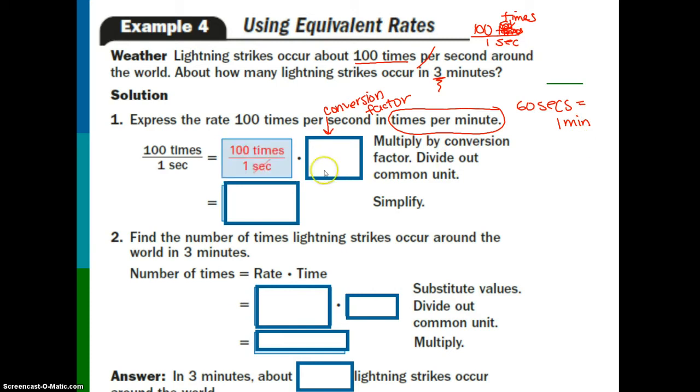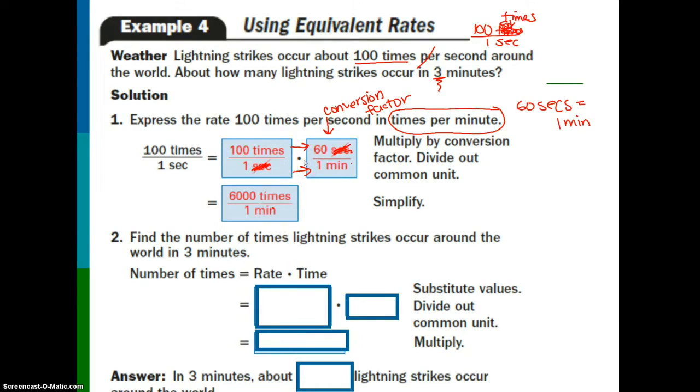Well, first of all, let's rewrite our first fraction. And now, because I eventually want minutes in my denominator, I'm going to put minutes in the denominator of my conversion factor. So that means 60 seconds goes on top, 1 minute goes on the bottom. Now you can divide out the common units. Okay, because seconds goes away. When there's 1 in the numerator and 1 in the denominator, they divide out. Multiply straight across. 100 times 60 is 6,000 times per 1 minute.